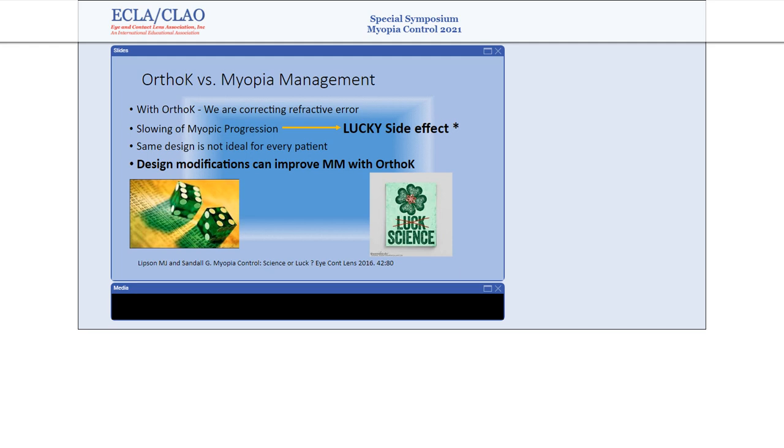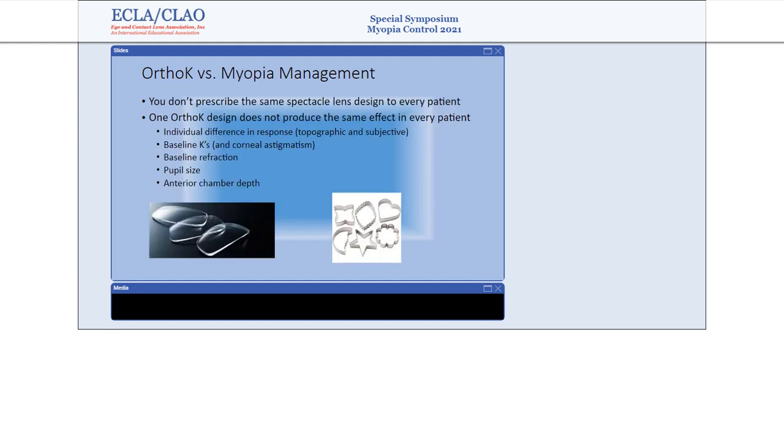Now, typically we're prescribing OrthoK to correct for refractive error, and we've seen myopia management take place even though it was not directed directly at myopia management. So with OrthoK, we target correcting the refractive error, and we've seen the lucky side effects. But I think in the future, what we're looking at is specific design modifications that can make OrthoK even more effective in controlling myopia progression. In other words, you don't really prescribe the same spectacle lens for each patient, and for OrthoK, one design will not produce the same effect in every patient.